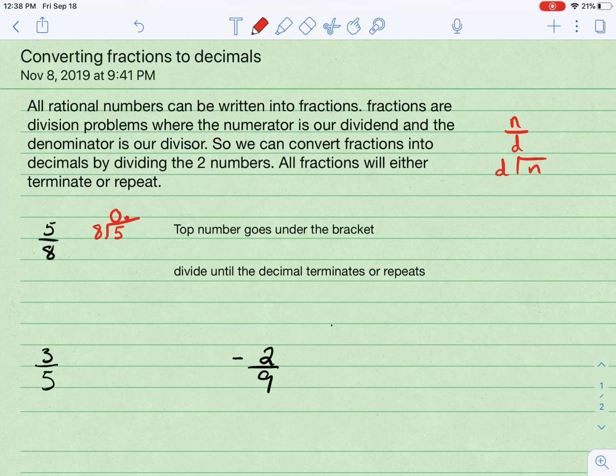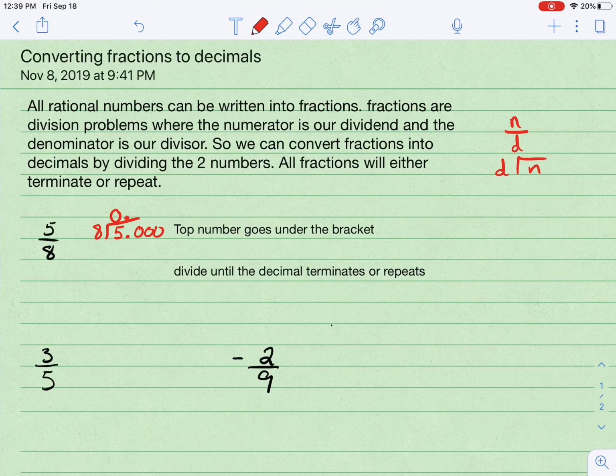So I put my 0 over my 5, and then after every number there's an infinite number of zeros that follow it after the decimal. So we've got our decimal, so there's a bunch of zeros. That's not going to change the value of that 5. Okay, so now we're looking at how many times can 8 go into 50.